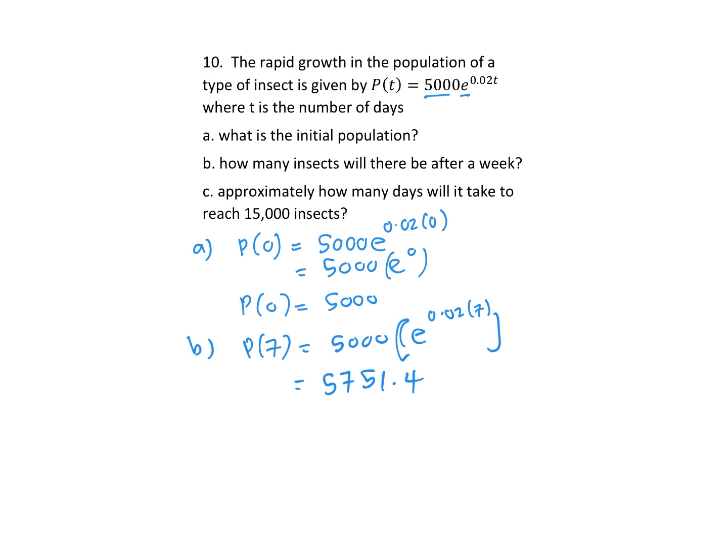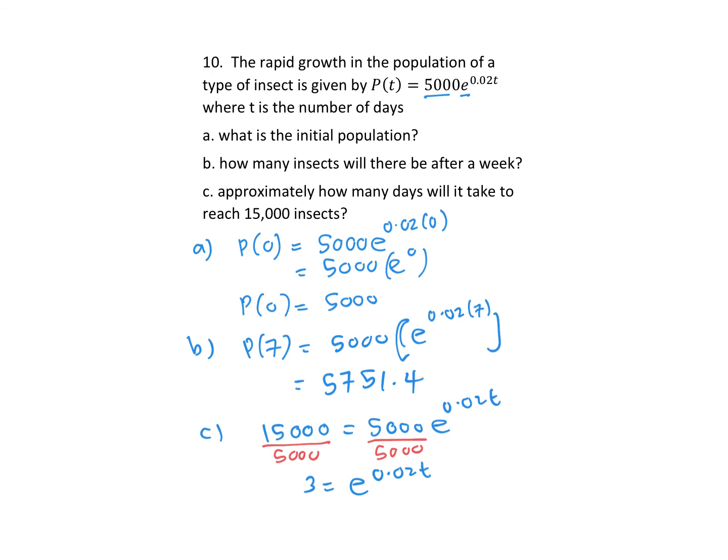And then C says how many days will it take to reach 15,000 insects? In this question, we want the final population at 15,000, and we will be solving for t. The first thing I'd want to do is isolate the base. So we will divide by 5,000 to get rid of it there, and we'll do the same over here. That gives us 3.